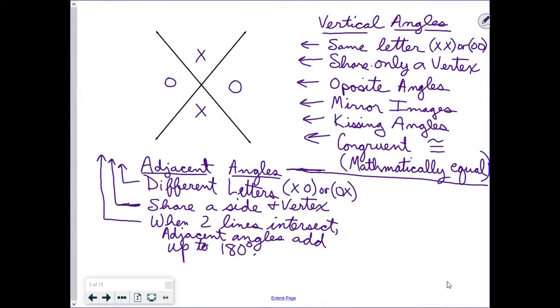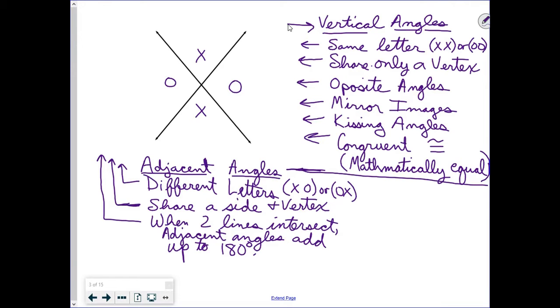All right, let's continue on with our discussion of angle relationships. Yesterday, we learned that when you have a pair of intersecting lines like you see here, a couple different angle relationships are formed. One of those angle relationships is vertical angles. Vertical angles, as seen over here on the left, would be marked by the same letter. So the pair of X angles are vertical angles, and the pair of O angles are vertical angles.